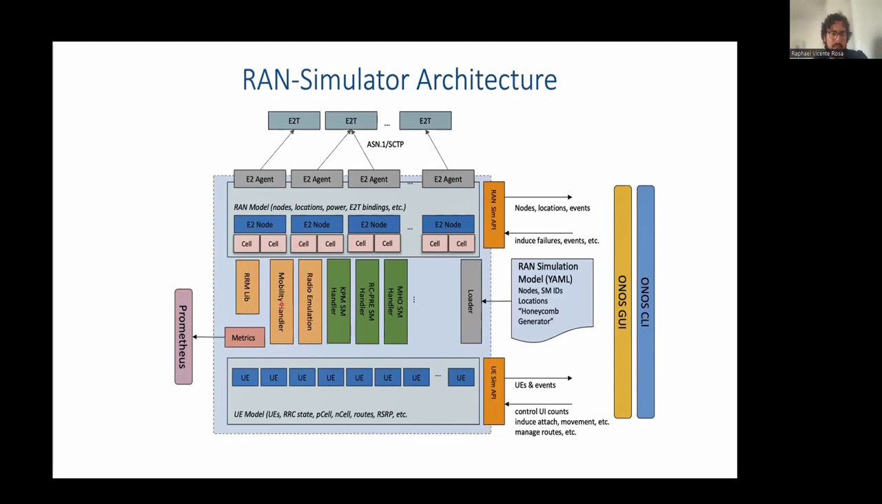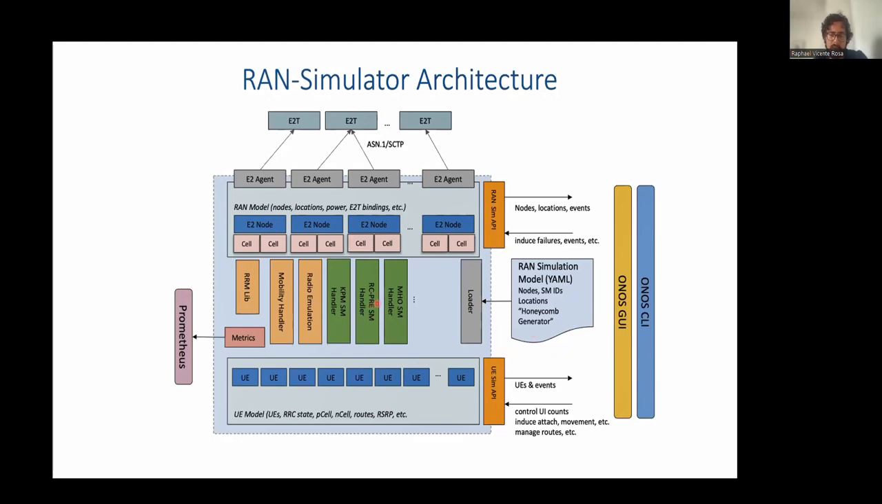And based on the update of these events by this radio emulation and mobility handler, together with the radio resource management library, it triggers the events that conceive the interface of the service models through the E2 agent to the ONOS E2T component, for instance, or to any kind of E2T controller.